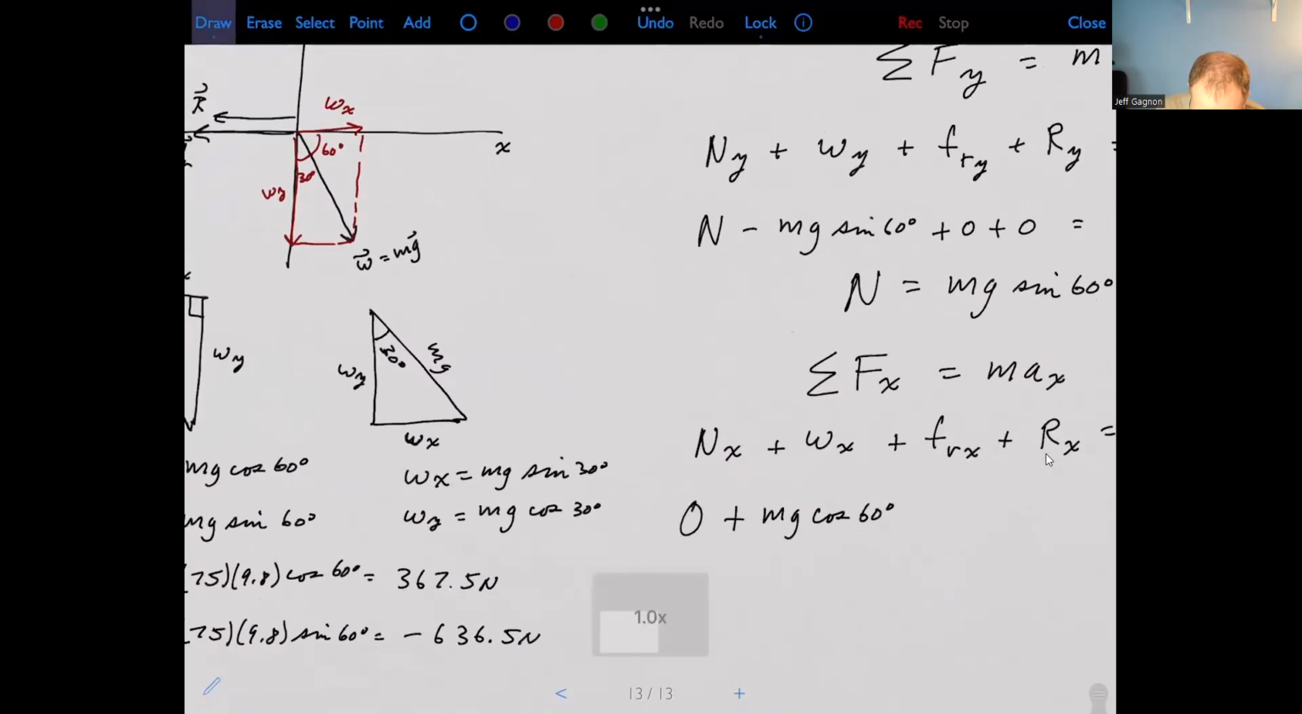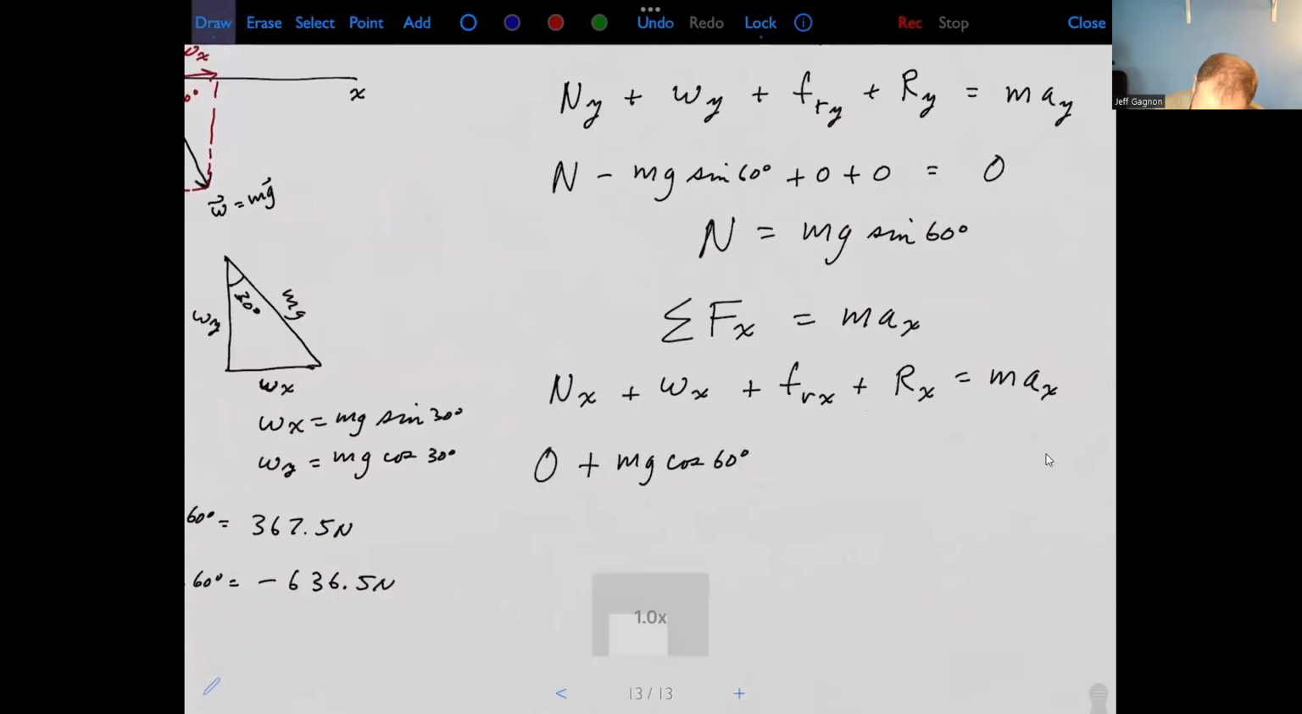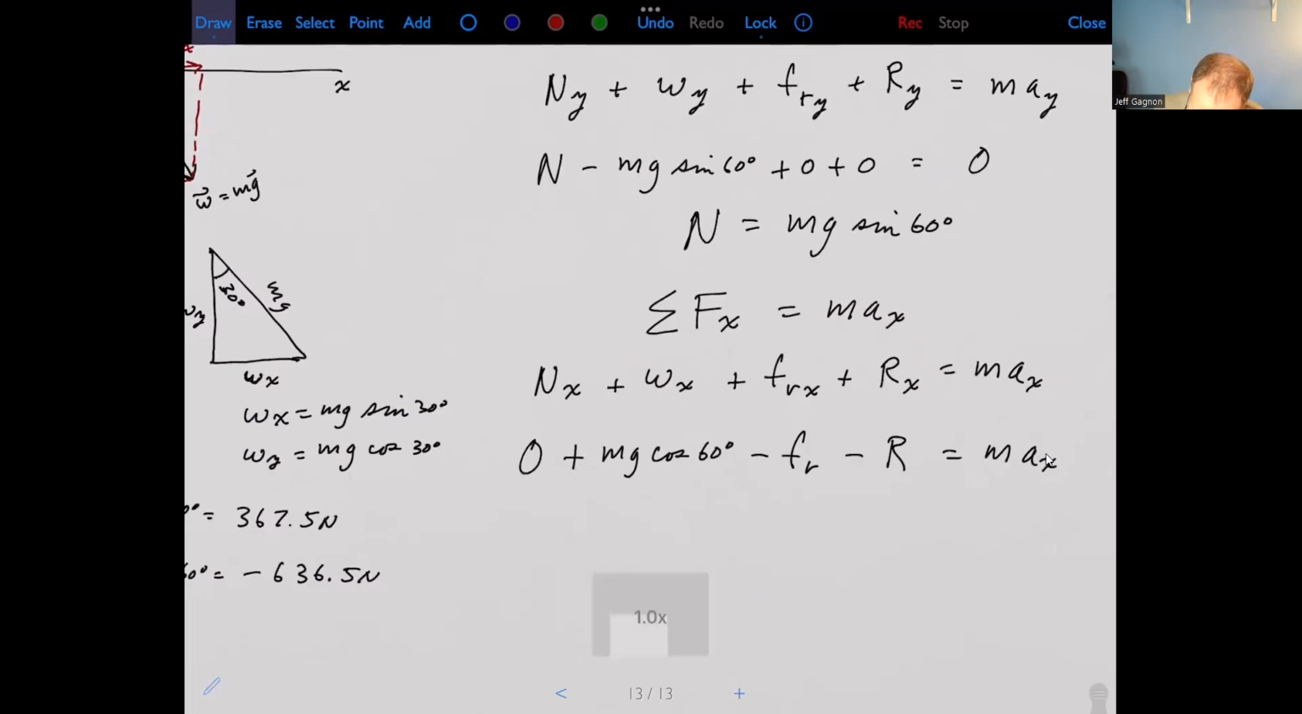And then what about the x component of the rolling frictional force? Well, the entire vector is in the x direction, and it's in a negative x direction. So I'm going to write that as negative the entire rolling frictional force. And then same thing with the air resistance, the entire thing is in the x direction, so it's negative the entire air resistance force. And that's got to equal m a_x. We can solve this for a_x by dividing both sides by m. So I'm going to get a_x is equal to mg cosine of 60, which I already computed, minus f_r minus R over m.